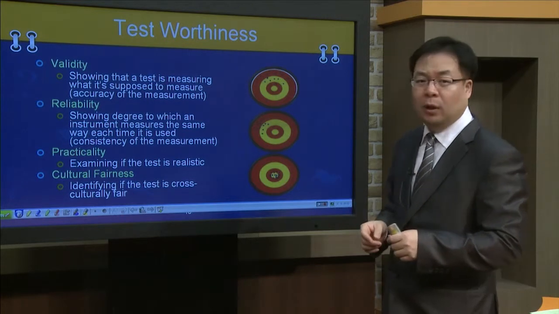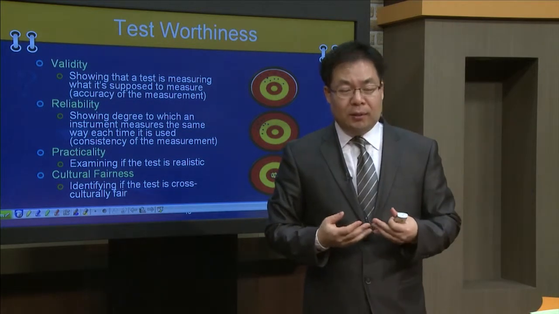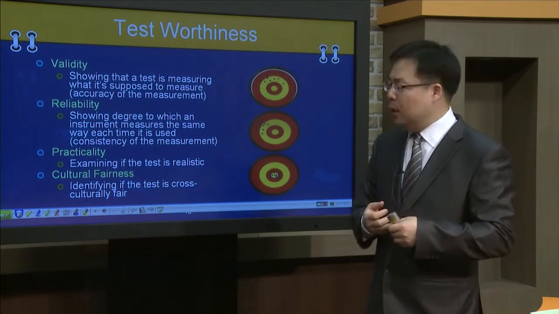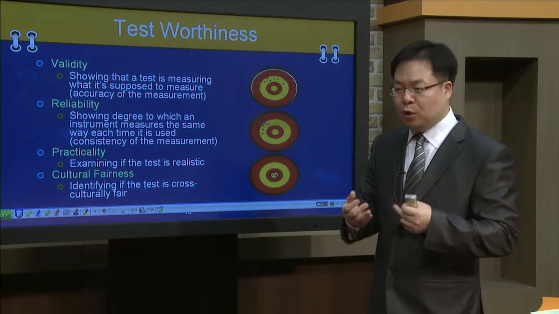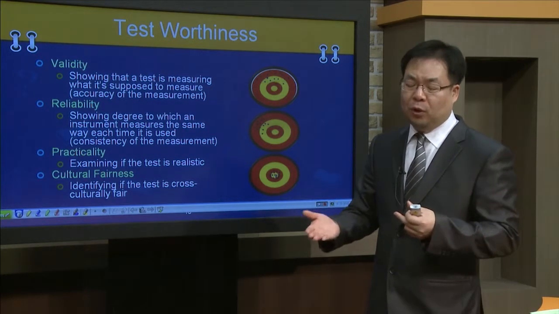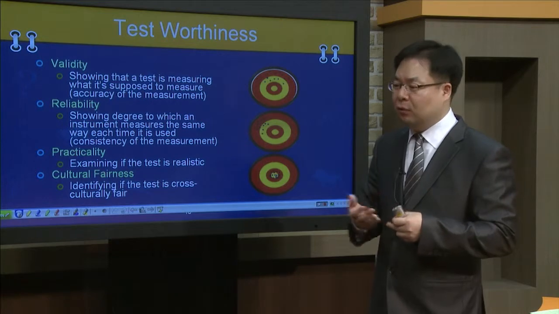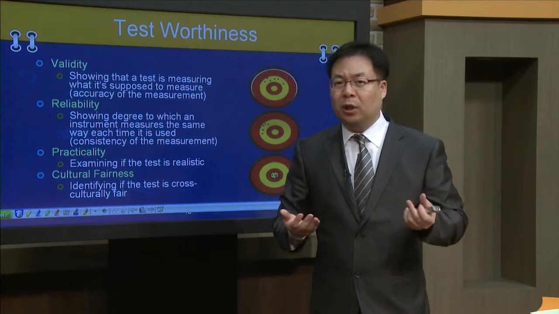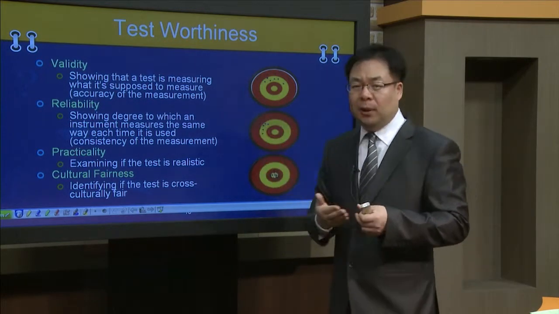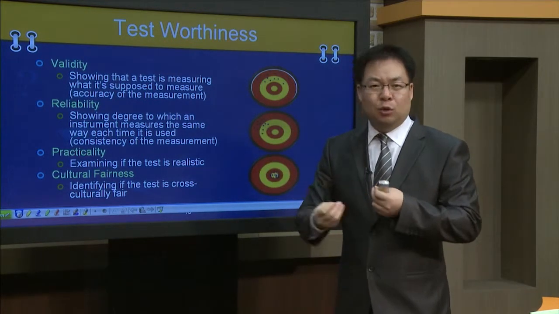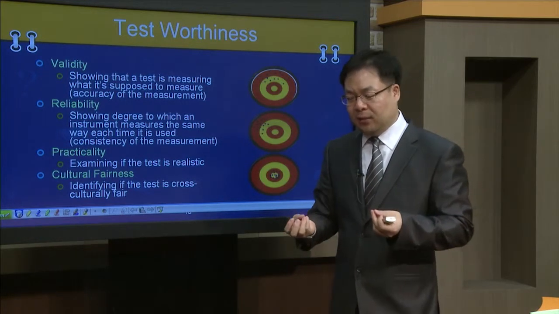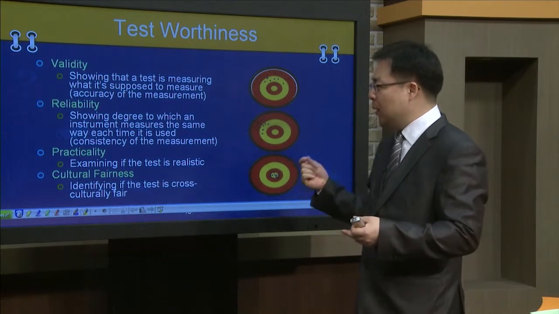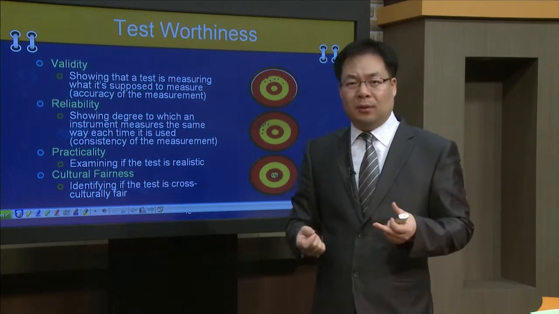And practicality: if we want to use some testing, sometimes we have to buy it, so it costs money. We have to figure out how much we can spend on a particular test. We can also think about, for example, an intelligence test. The Wechsler intelligence test has pretty good validity and reliability, but it is an individual test, so we cannot use it for my whole classroom. So we have to think about practicality, like examining if the test is realistic.